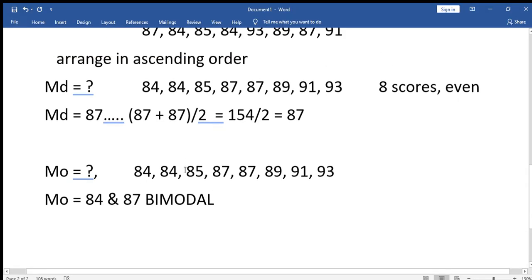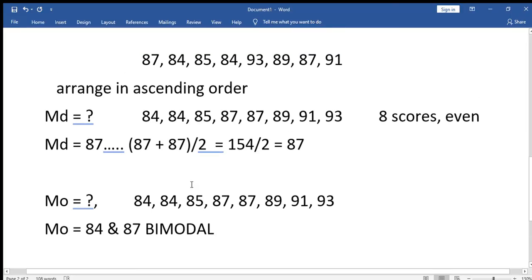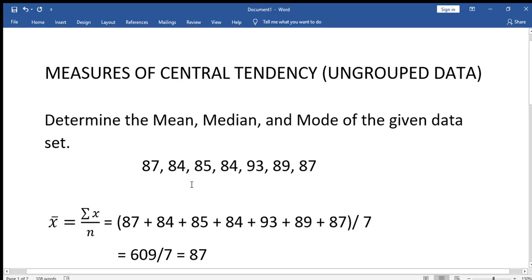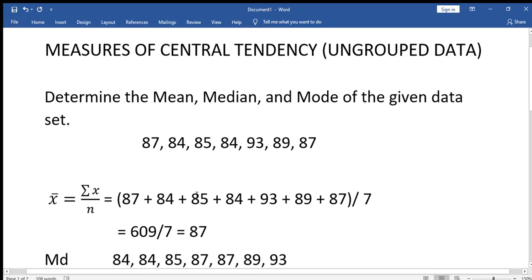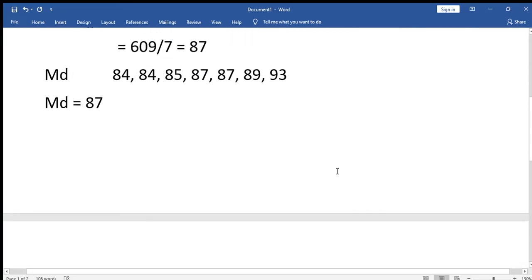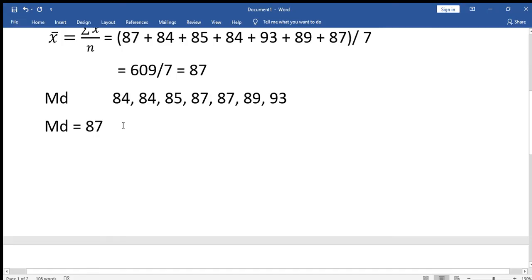So this is all about finding the measures of central tendency using ungrouped data. We have the mean, median, and mode. We have the formula for finding the mean: you just get the total of the different scores, then divide it by the number of data set. Then for the median, you always have to take note.